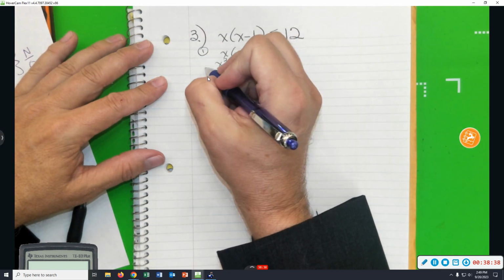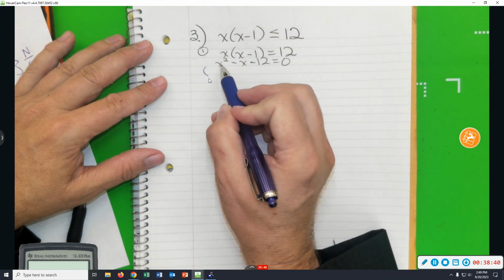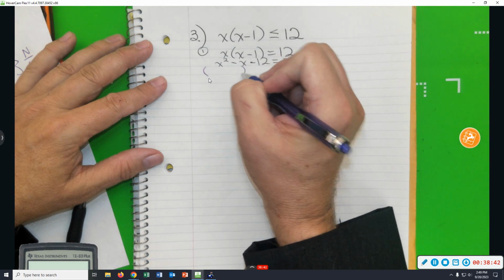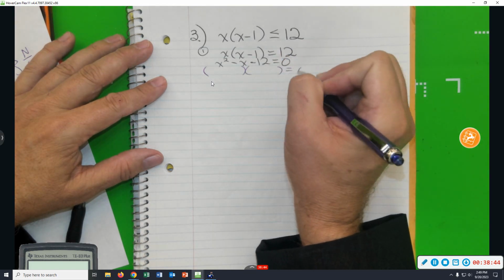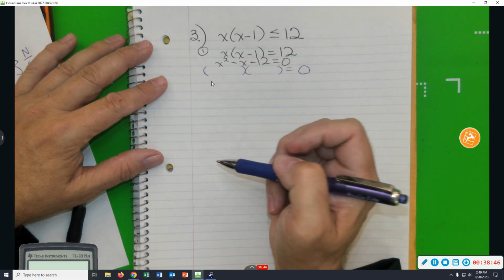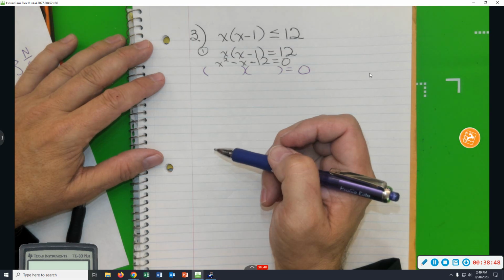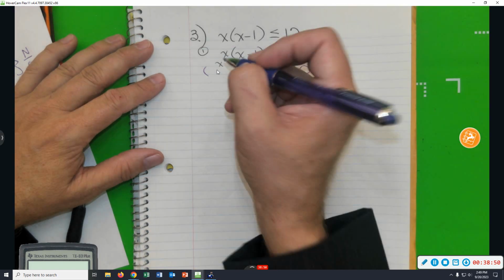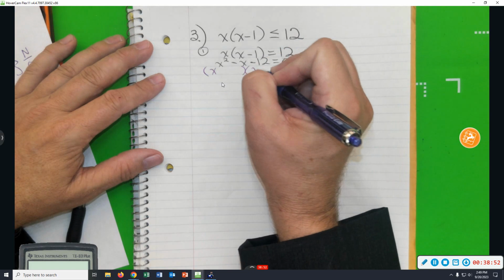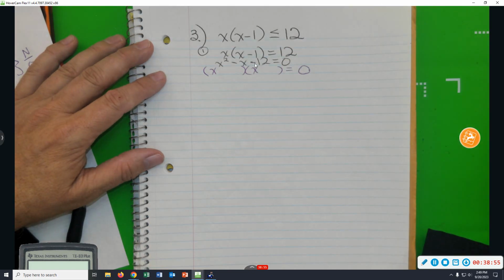Then we'll write our 2 sets of parentheses. It's quadratic, so we need to try to solve by factoring. X times x. X squared, and y'all are supposed to say x times x. What do we know about the signs? They're going to be different.